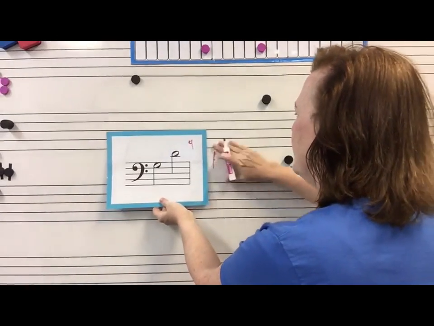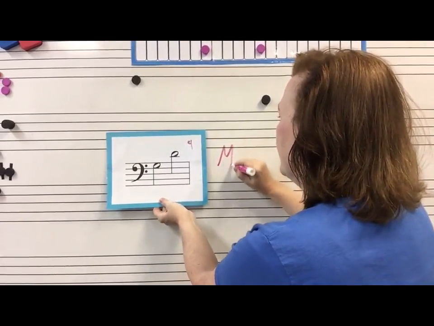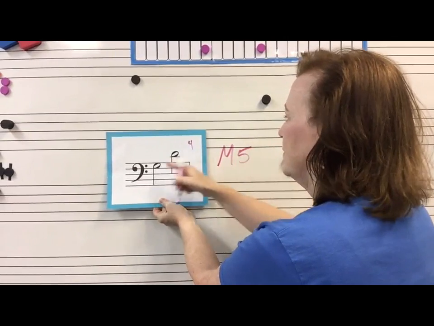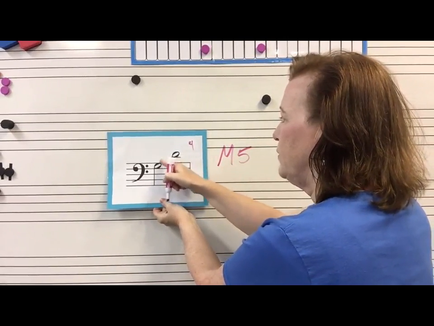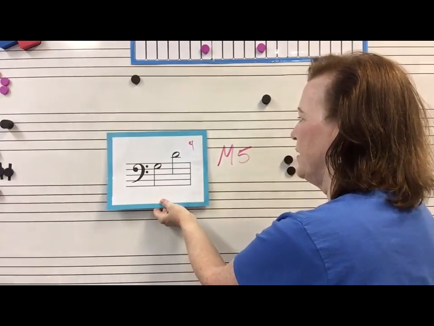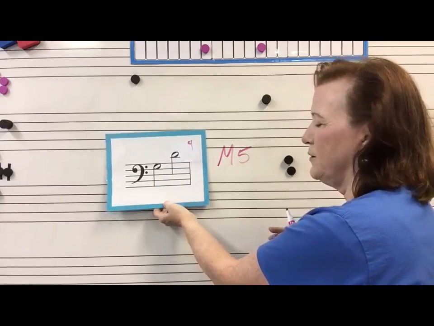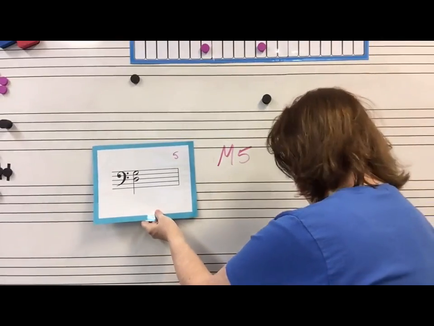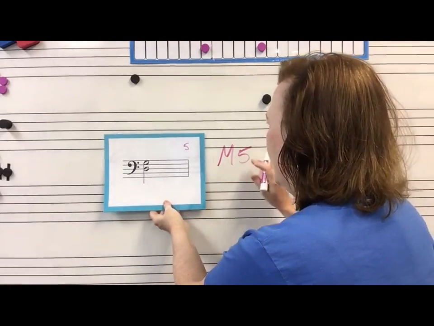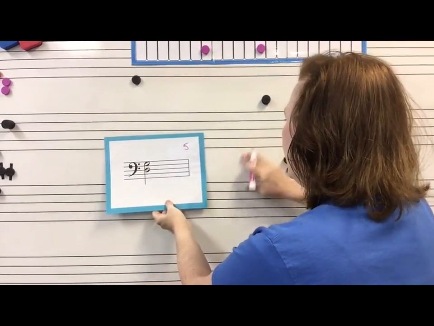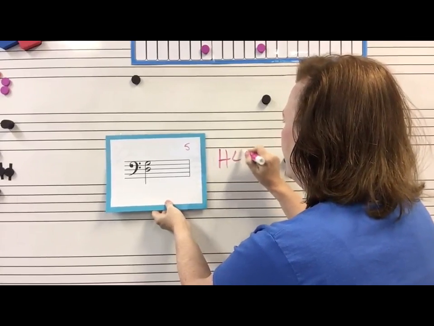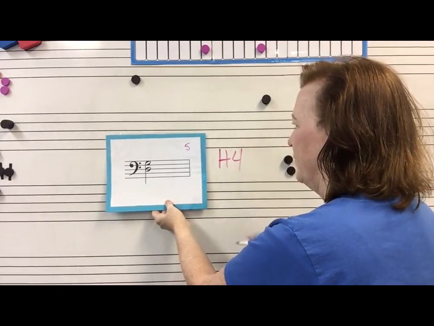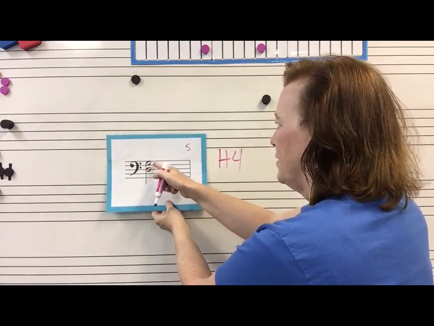Number 4, melodic, and a 5th. Space to space with a space in between right there at the top of the staff. Might not be easy to see. Number 5. This one is harmonic, and it is a 4th. 1, 2, 3, 4.